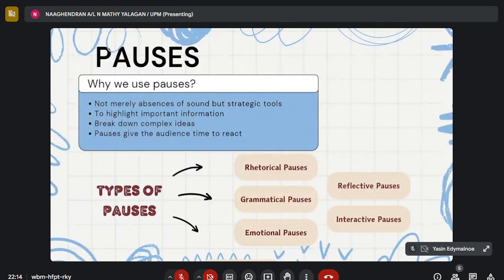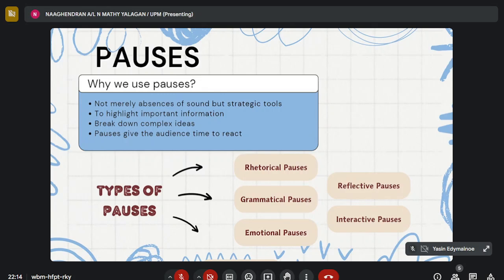Okay, now I will continue the presentation. Based on the video that our group chose, I chose pauses for my presentation. So why do we use pauses in our speech? Basically, it's not merely an absence of sound, but a strategic tool. The strategy is to highlight the importance of information, break down complex ideas, and give the audience time to react.